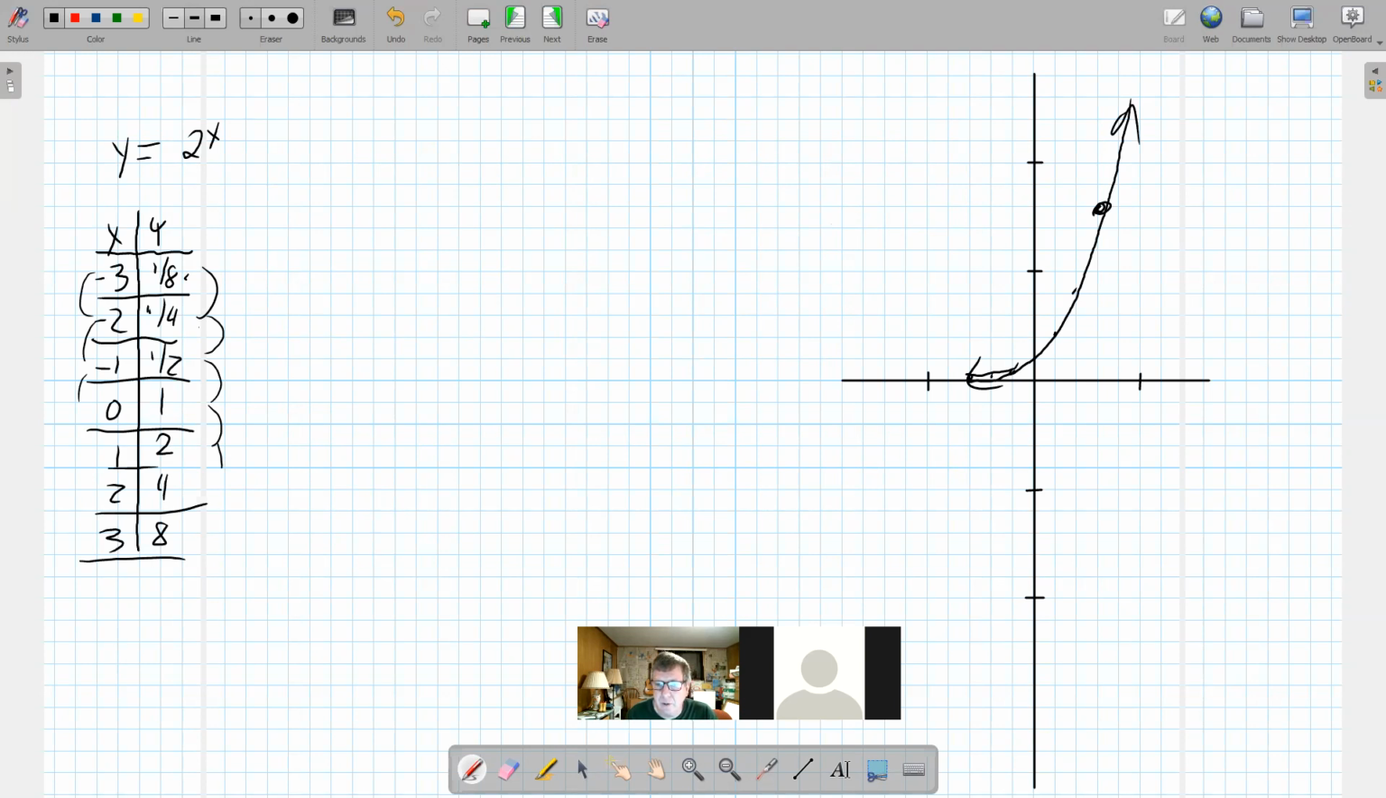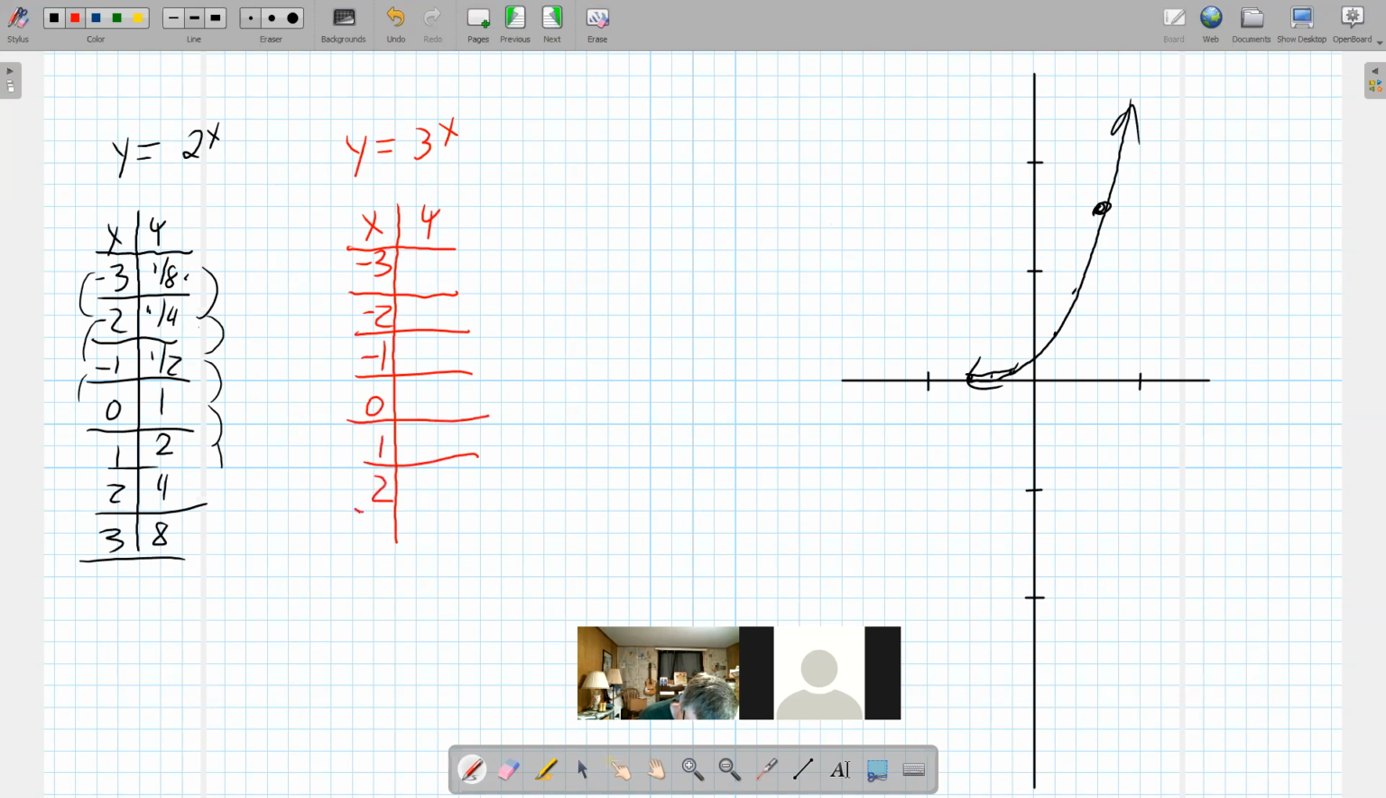Okay, let's take a look at this one. I'm going to change it to red. And let's take a look at y equals 3 to the x power. And we're going to put in those same x values.